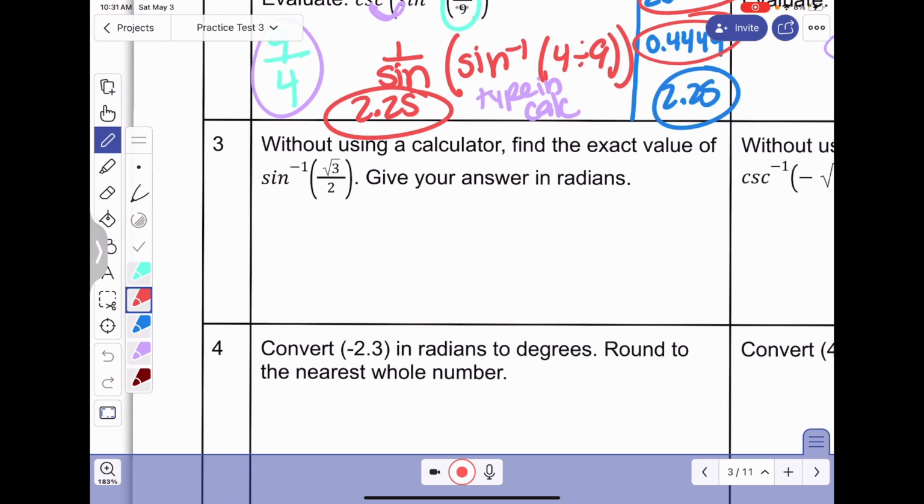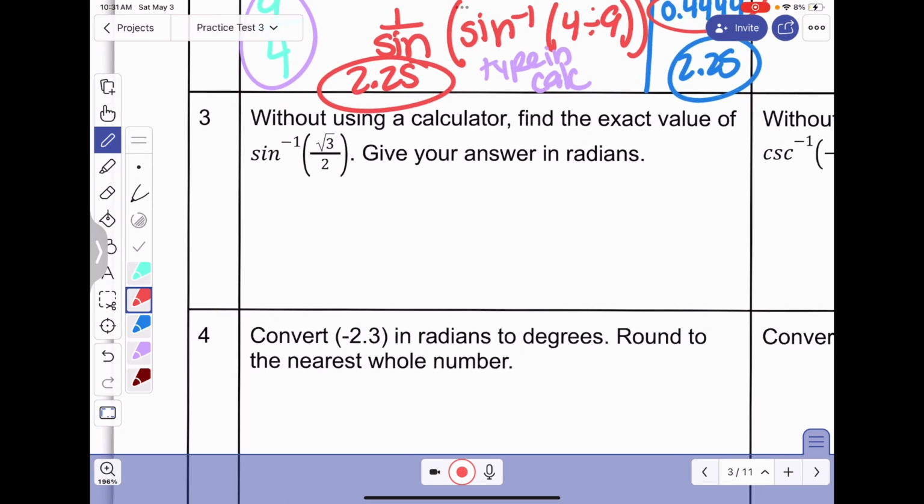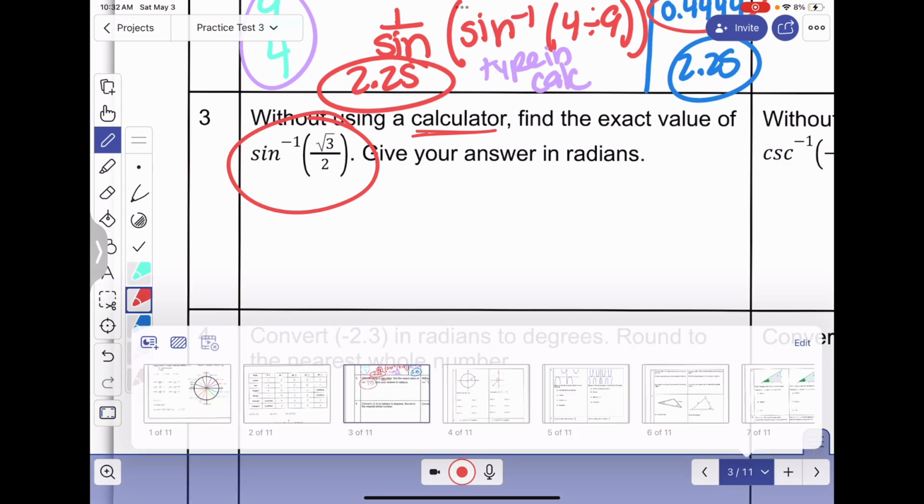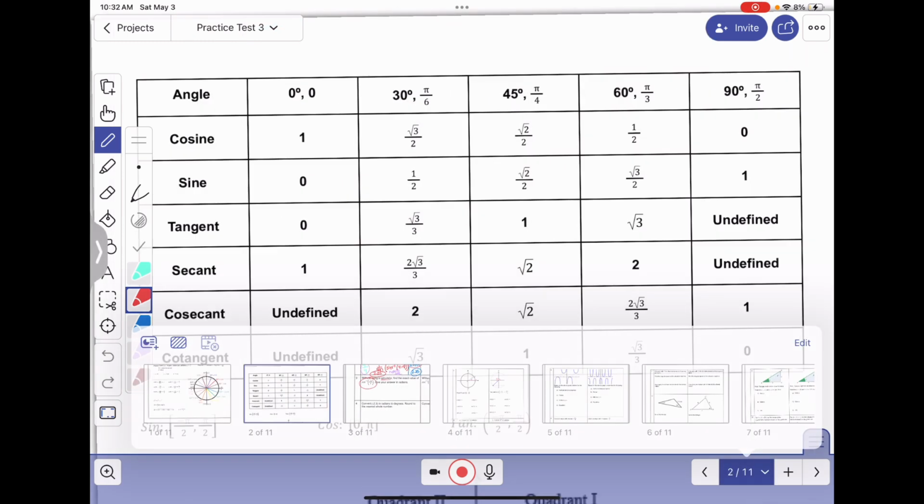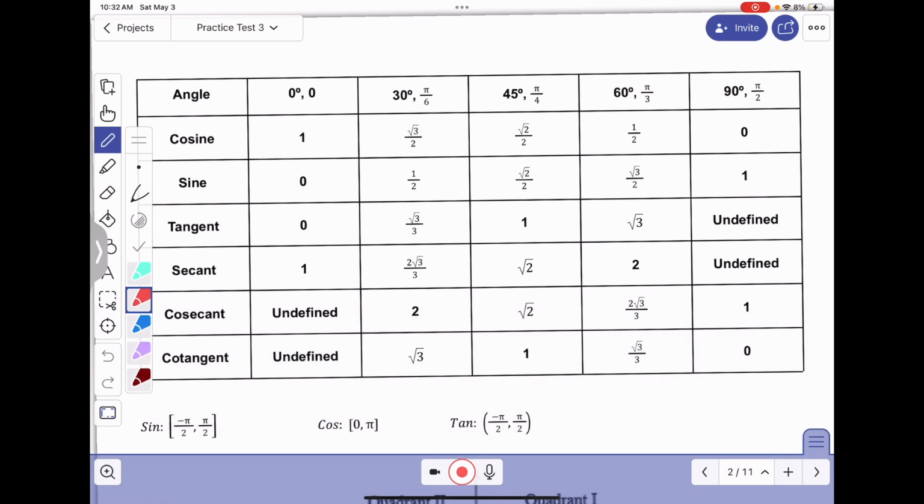All right, number 3. Without using a calculator, so that's your hint to use the note sheet, find the exact value of sine inverse of root 3 over 2. So we're going to go to our note sheet that has those values. So sine is root 3 over 2 at 60 degrees.